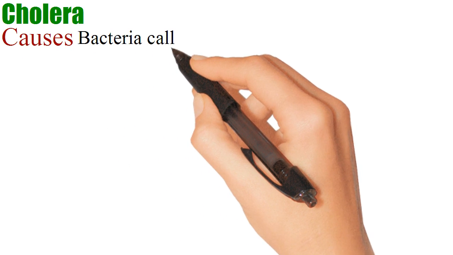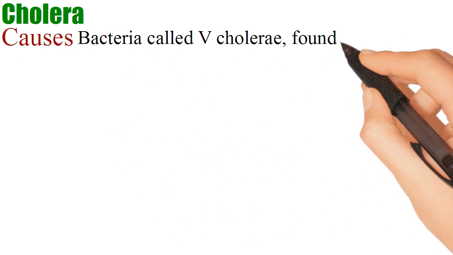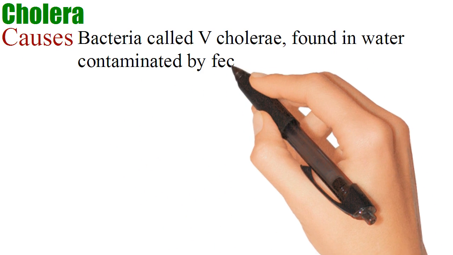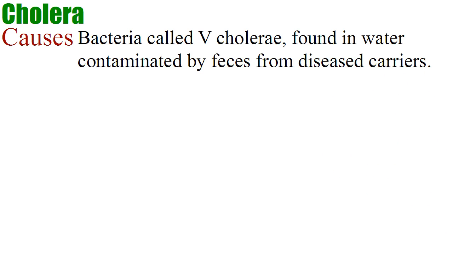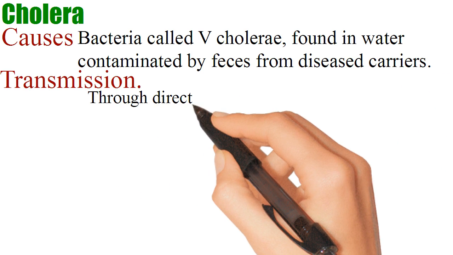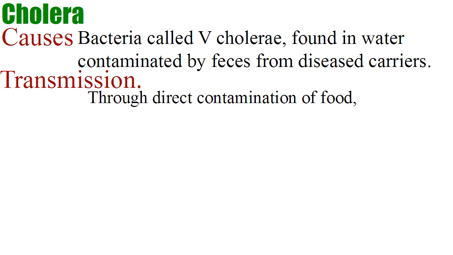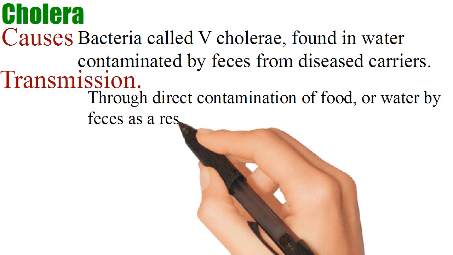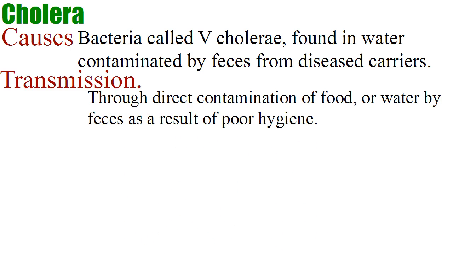Cholera. Causes: bacteria called V. cholerae, found in water contaminated by feces from disease carriers. Transmission: through direct contamination of food or water by feces as a result of poor hygiene.